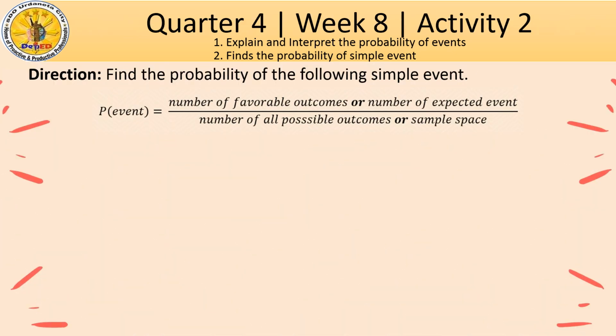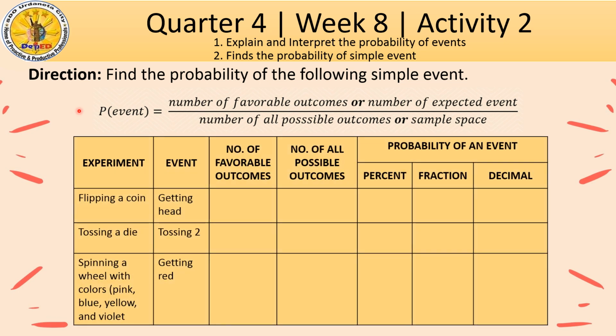Let's answer first activity 2, because we will use the concept here in activity 2 to answer activity 1. With a given direction, find the probability of the following simple event. Of course, we will use the formula in finding the probability of a simple event. Now we have this table.